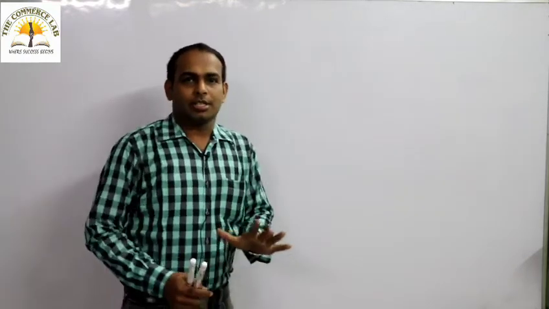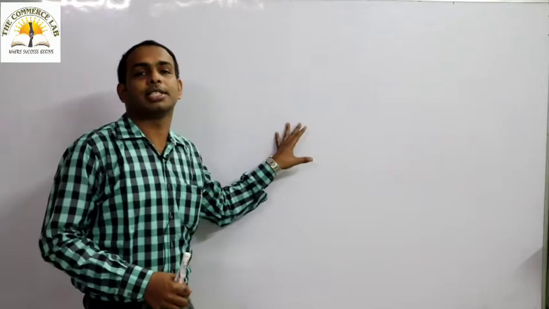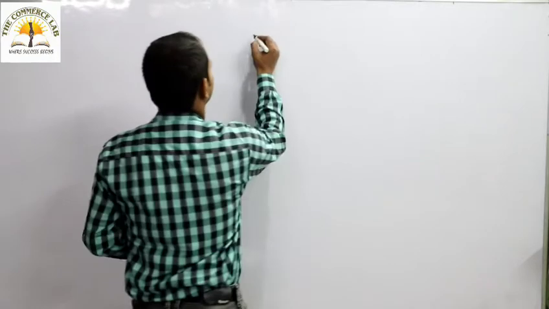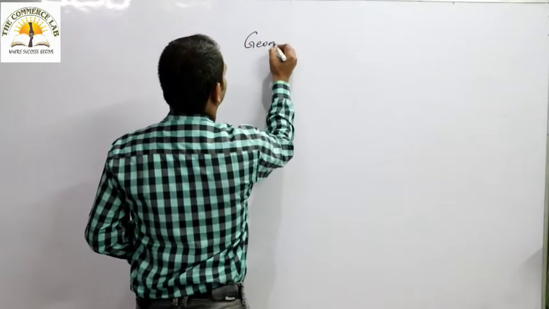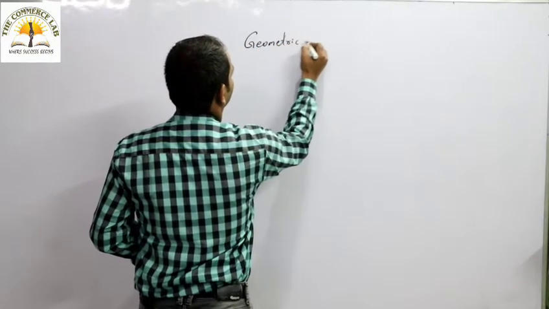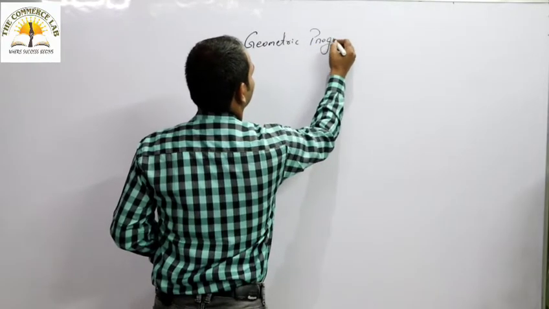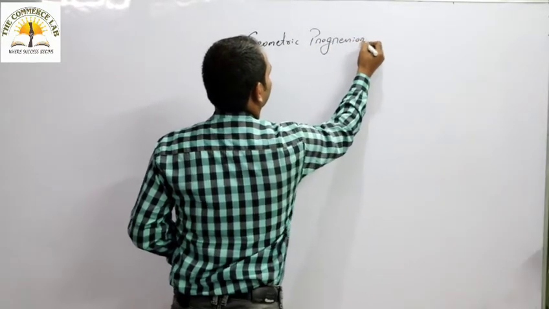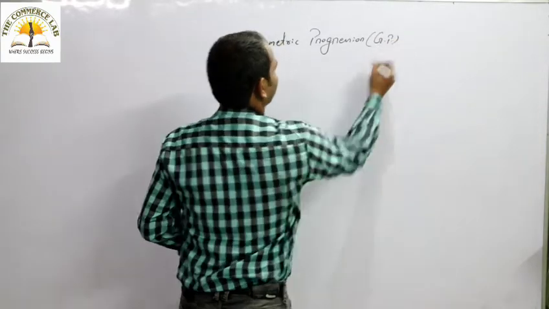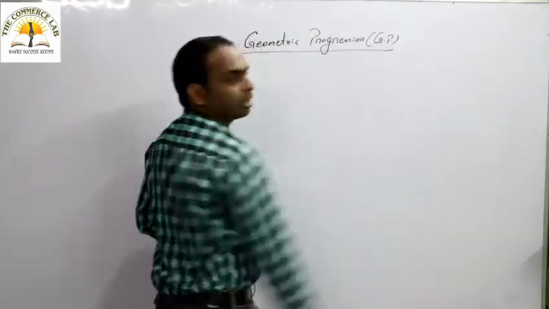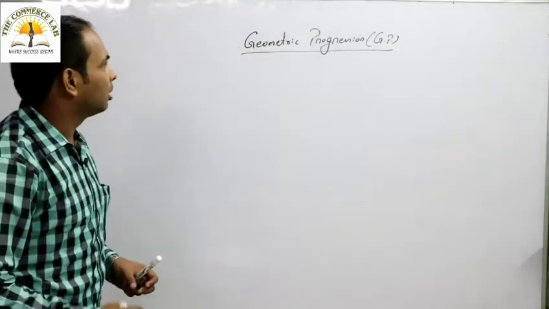Last class we discussed arithmetic progression or AP. Hope you have understood all the basics. Then today we are going to discuss the geometric progression, or GP.